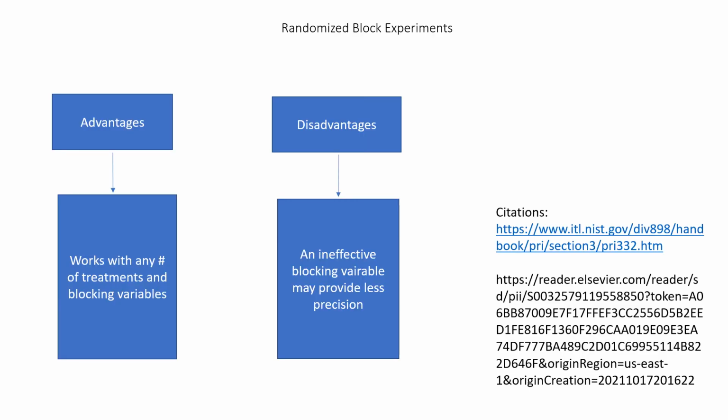Advantages that the design holds is that it works with any number of treatments and blocking variables, and an effective blocking variable can provide more precision. Disadvantages may include the use of an ineffective blocking variable, which will cause the design to be less accurate, and when the experiment has too many treatment levels, it can be hard to form homogeneous blocks.